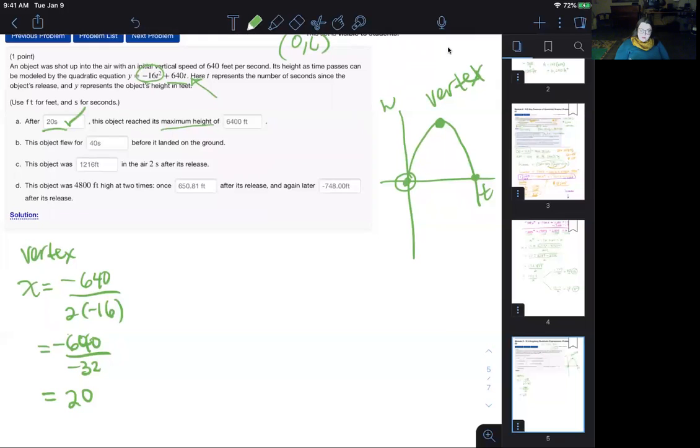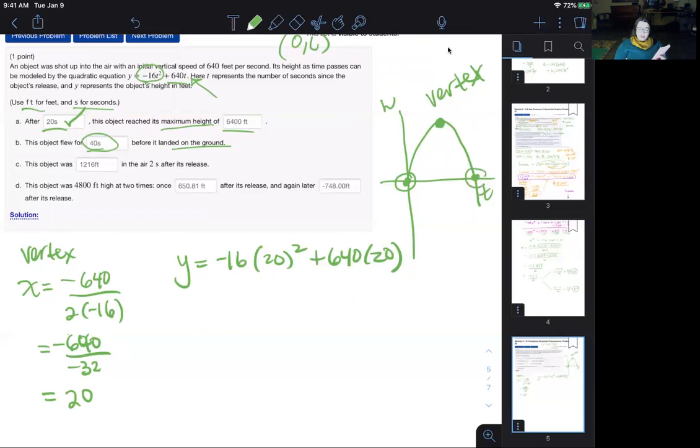And then for the maximum, if we plug 20 in, we would have y equals negative 16 times 20 squared plus 640 times 20. And I can just use my calculator for that. So negative 16 times 20 squared plus 640 times 20. And that does give us the maximum height. So we're using ft for feet and s for seconds. And so the object flew for, this is saying, 40 seconds before it landed on the ground.